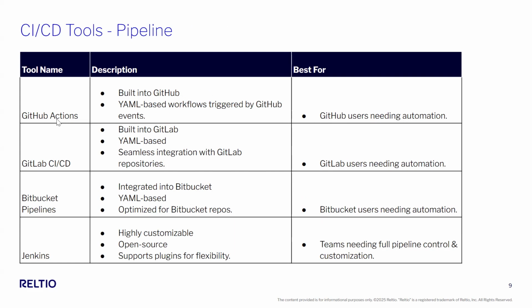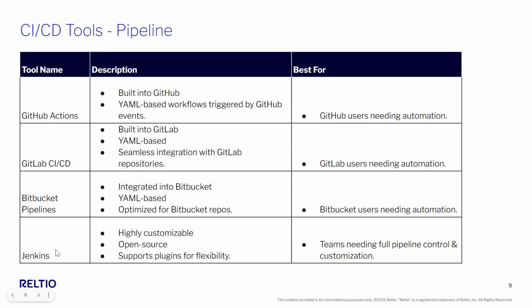There's GitHub Actions that is integrated within GitHub. You can write your CI/CD steps using GitHub Actions. There's GitLab CI/CD, which is similar to GitHub Actions but suitable for GitLab. And then there's Bitbucket Pipelines, an equivalent for Bitbucket. In the demo, we will use Bitbucket Pipelines to demo a CI/CD lifecycle for Reltio.